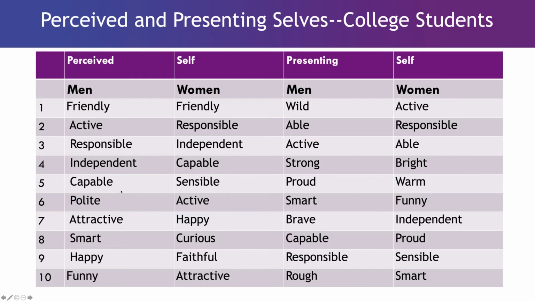Attractive, happy. So that's 7 out of 10 are the same. But look at the presenting self. That men are presenting as wild, able. I don't know the difference between able and capable, frankly. But this is where, first of all, the perceived self and the presenting self are very different for men and for women. But there's much more similarity between how men and women perceive themselves than how they present themselves.